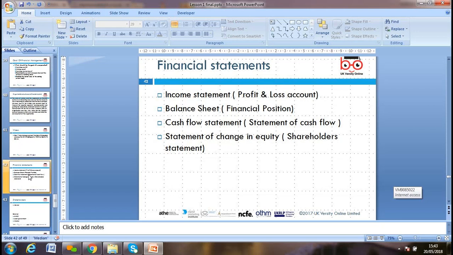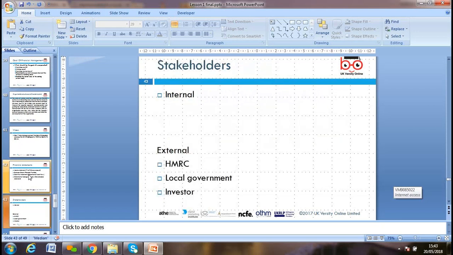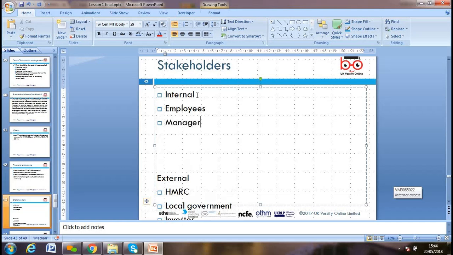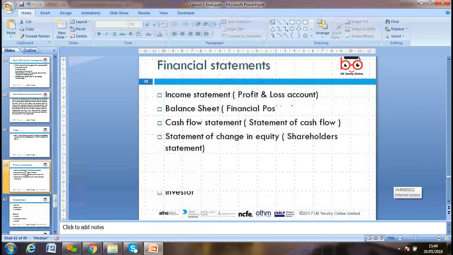Okay. Stakeholder means anybody who has any interest. Internal stakeholders can be employees and managers. And external stakeholders include HMRC and local government. So these are all external.